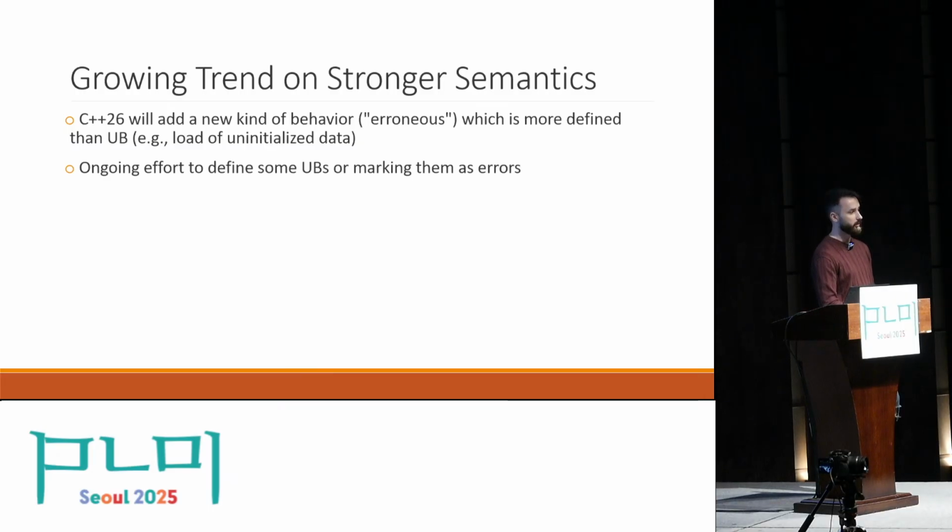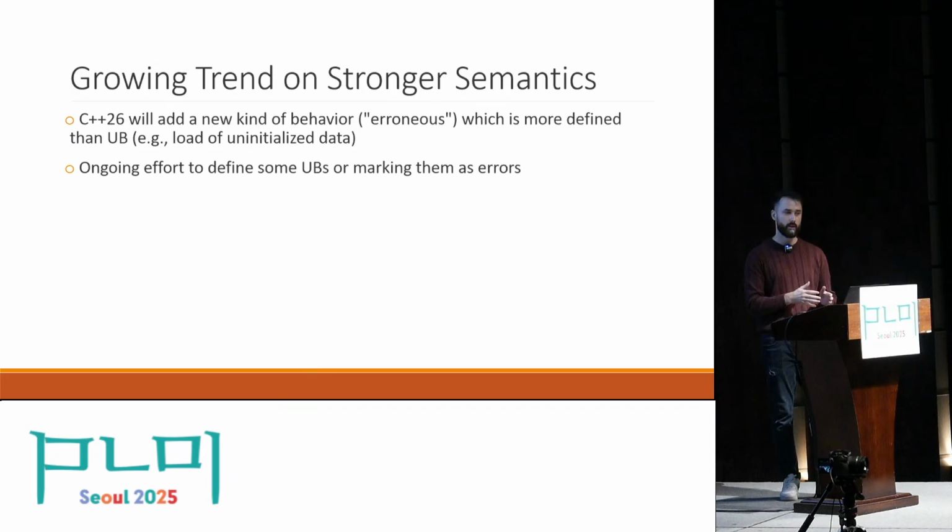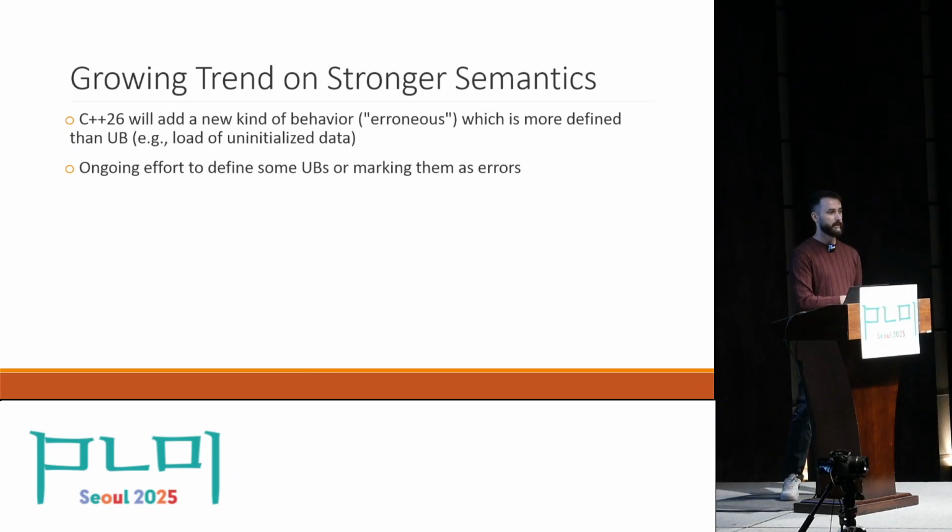C++26 will add a new type of behavior, which is called erroneous behavior, which is stronger than UB, and compilers are recommended to diagnose it. Like reading from an uninitialized variable would become erroneous behavior. C23 adds checked integer operations to help programmers avoid signed integer overflow UB. And the addition of the -fno-delete-null-pointer-checks flag is also yet another example of how to give defined semantics to UBs.